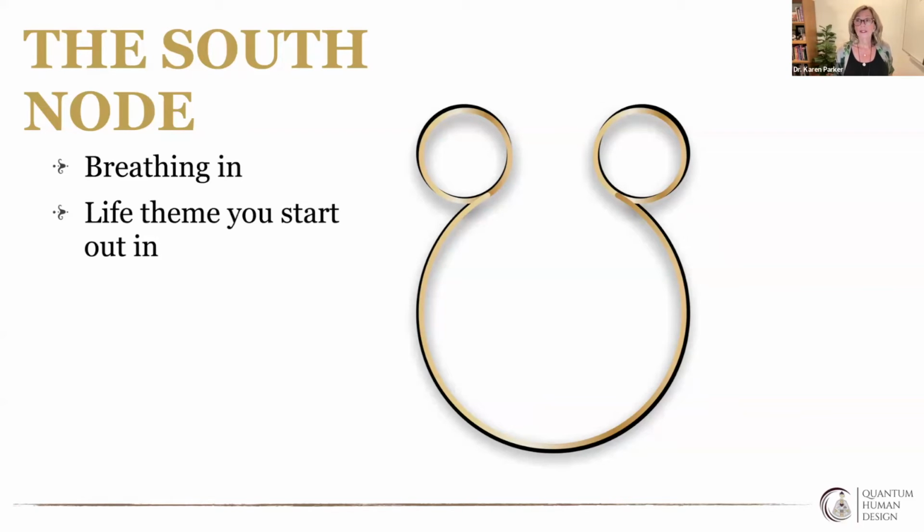I like to say the North and the South Node are the plot outline for the human story, the story that we're in. So right now, the North Node is in the 22, that's surrender, the gate of surrender. The South Node is in 47, that's the gate of mindset. So we're actually being schooled by the nodes right now in the power of manifesting.